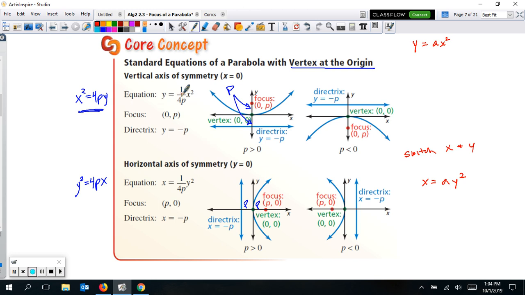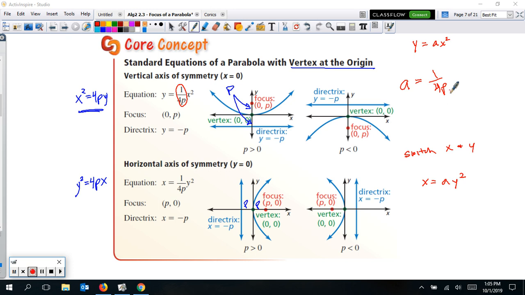Now there's another thing here, which is this right here. Instead of a, notice what they put. They put 1/4p. So basically a is equal to 1/4p. You can write that down there because that's important. So in this form, when we're talking about a focus or a directrix, we want to notice that a is really going to be 1/4p. And so what we need to figure out is what is the p here.